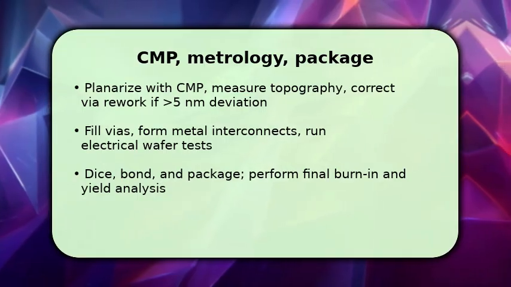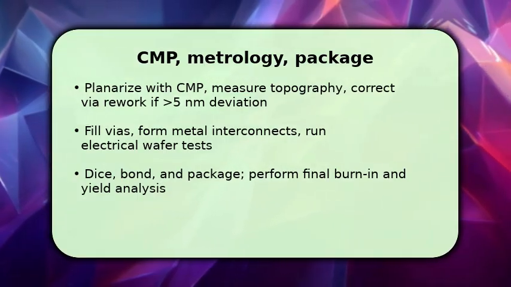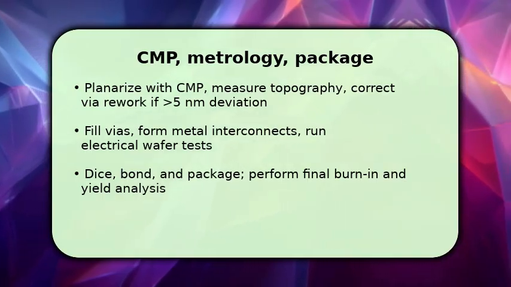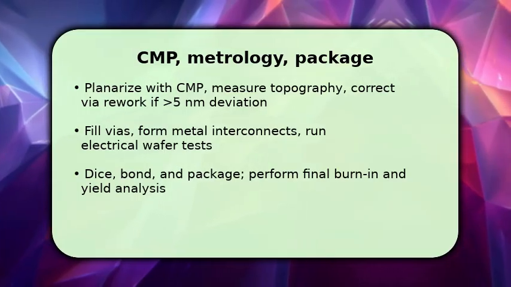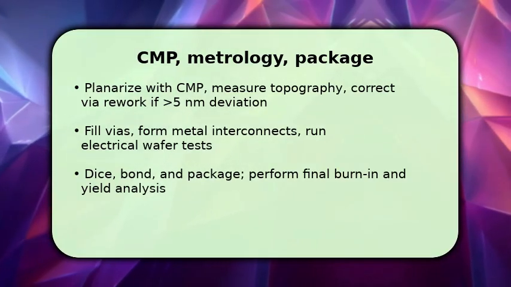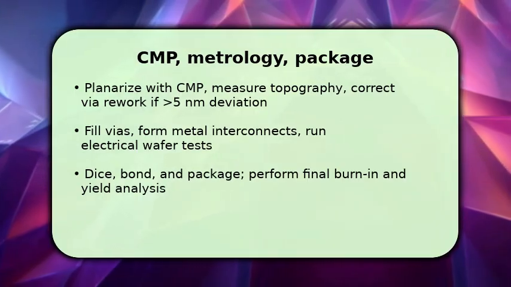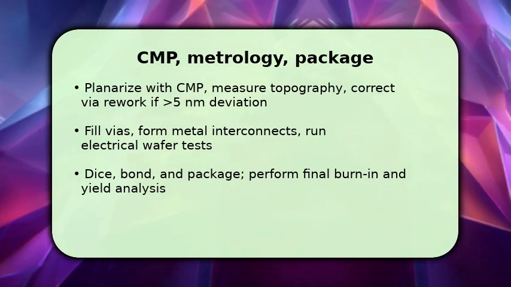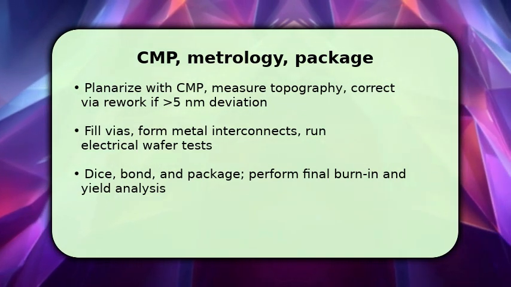Then fill vias and form metal interconnects and run electrical wafer tests to screen defects. Once tested, dice, bond, and package the chips, then run final burn-in and yield analysis to validate performance. Troubleshooting tip: if yield is low, isolate via-level defects with TEM and loop back to deposition.